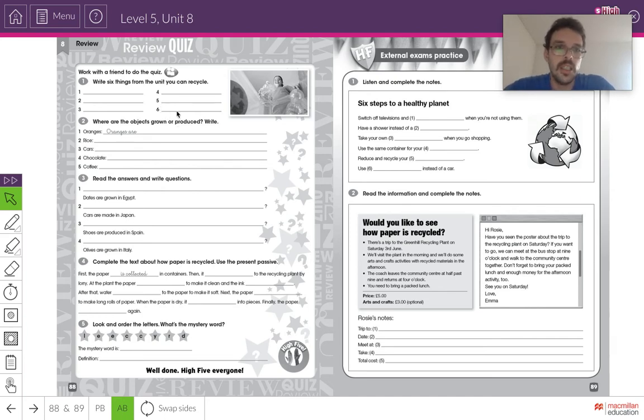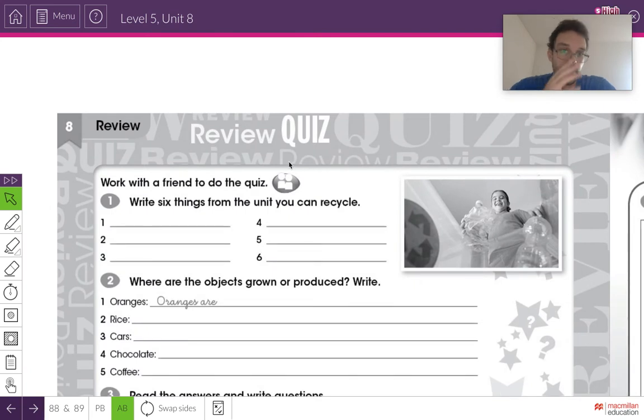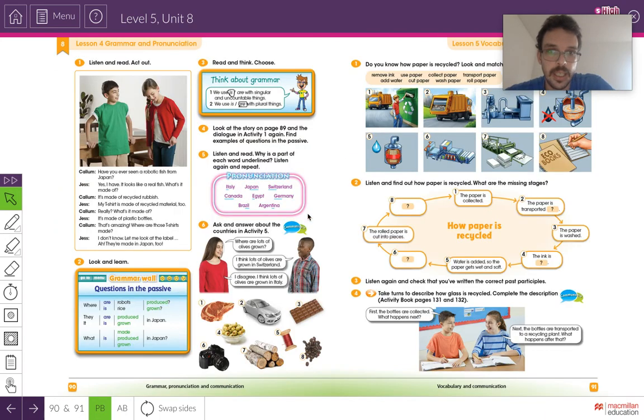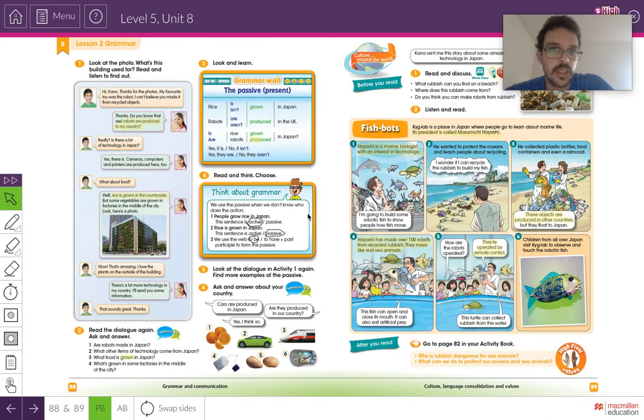So, are you ready? Let's begin. Okay, so first thing to do, it says write 6 things from the unit that you can recycle. 6 things that you can recycle, okay? Now, if you don't remember, you can use your pupils book, okay? And you can go back to the lessons that we've done recently, okay?